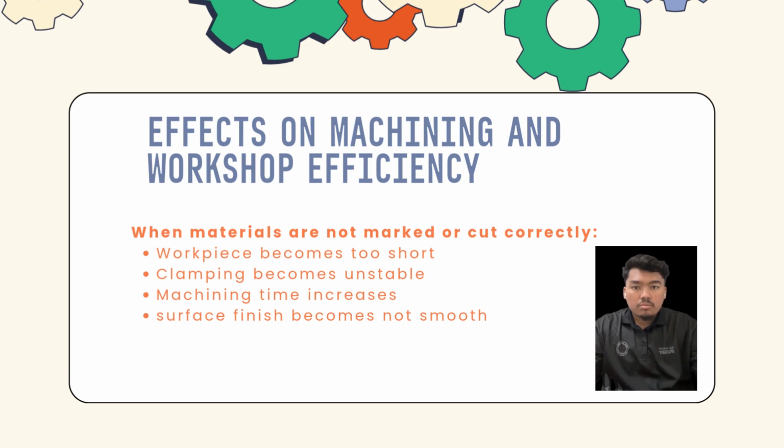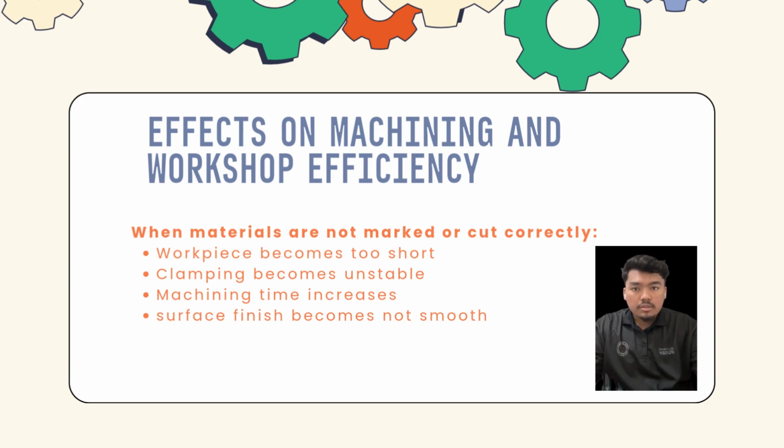For my part, I will explain the effect of incorrect marking and cutting on machining and workshop efficiency. When material is not marked or cut accurately, several serious problems can occur. First, the workpiece may become too short, and once that has happened, it cannot be repaired. This also leads to unstable clamping, which affects both safety and machining precision.